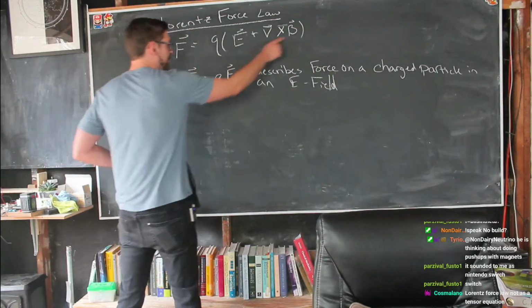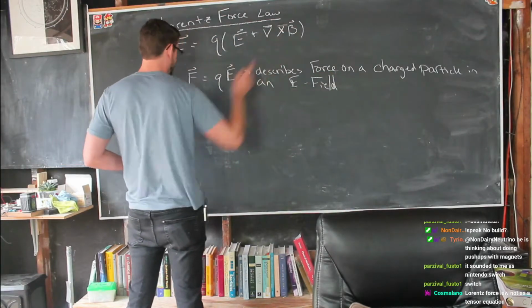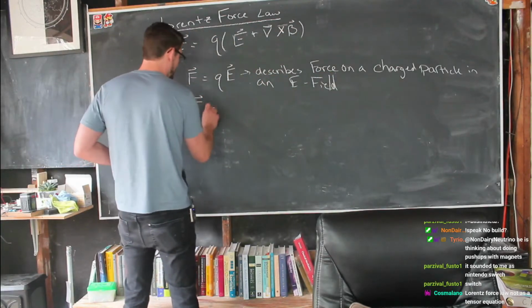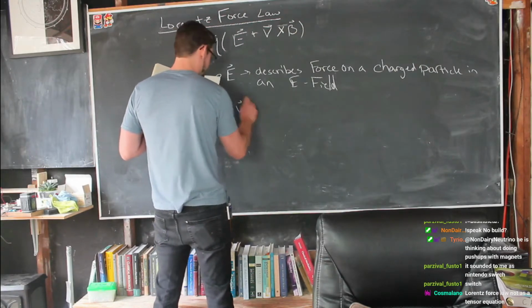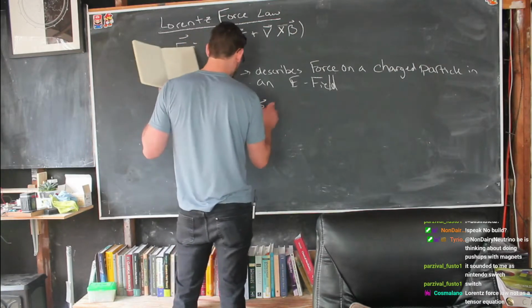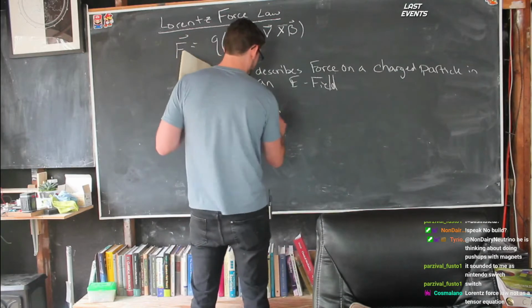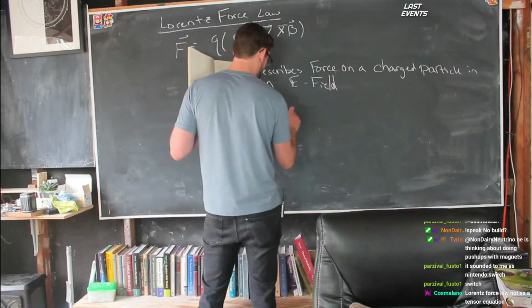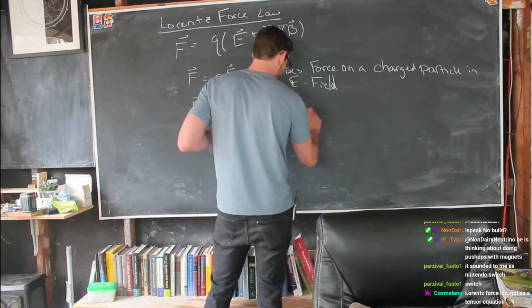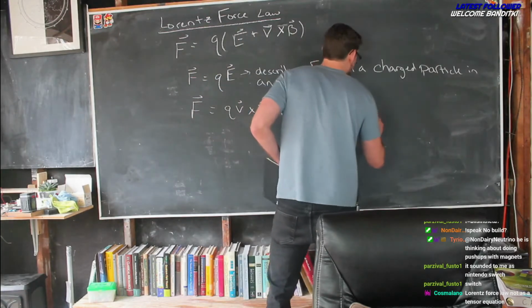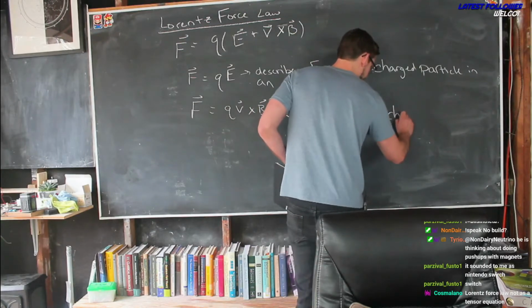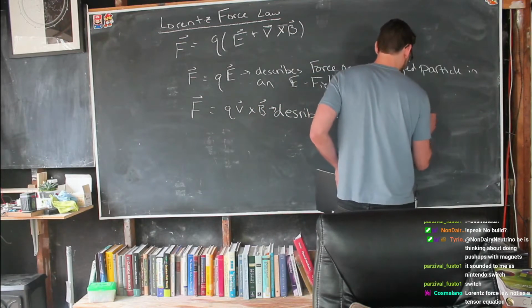But then there's the other part of it, which is qv cross B. And that's the one that we're going to be playing with a lot more today. qv cross B describes the force on a charge in a magnetic field.